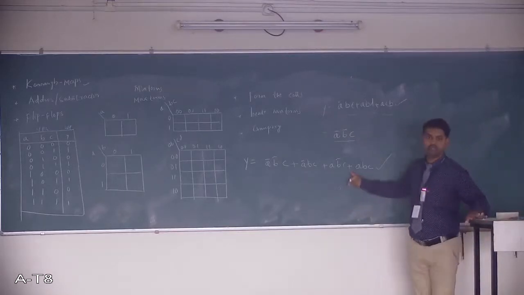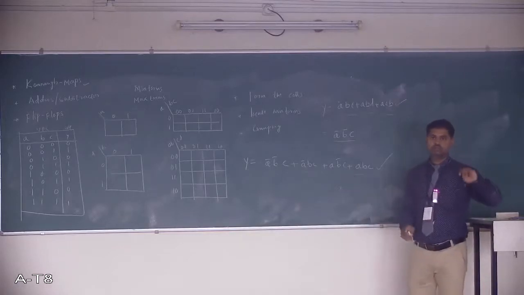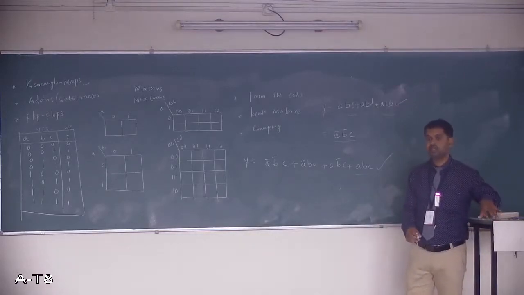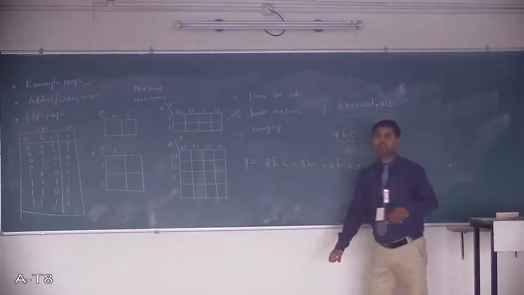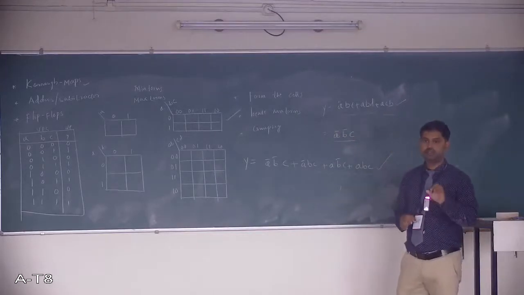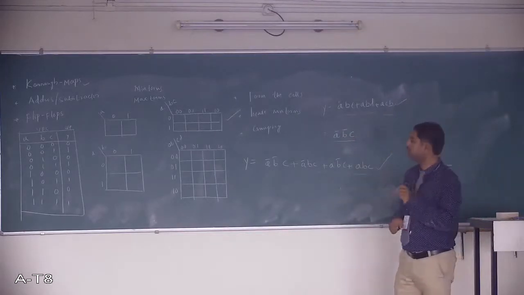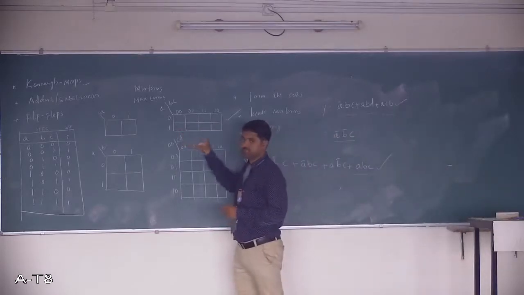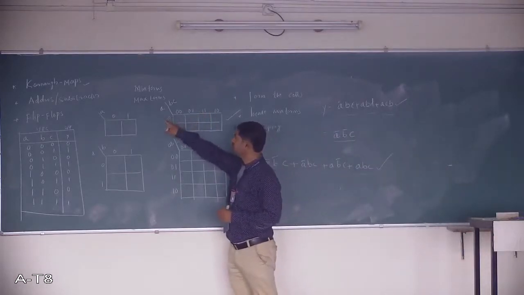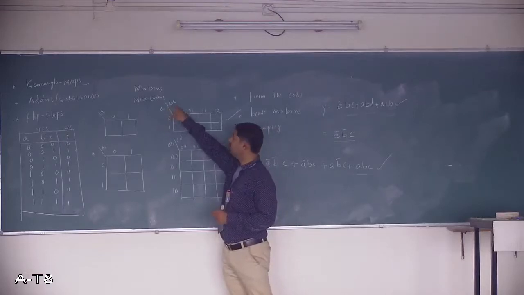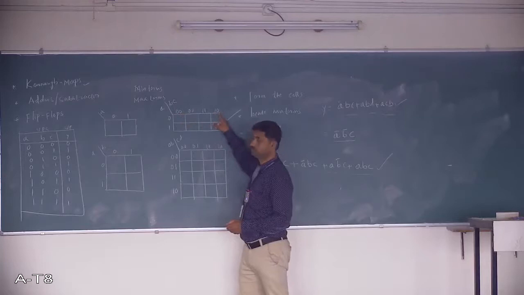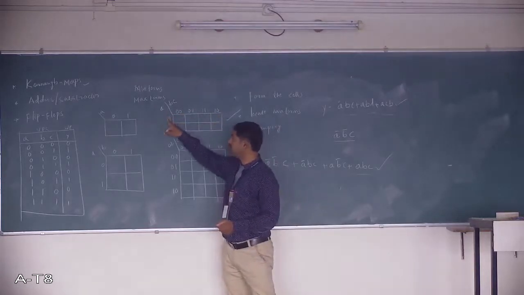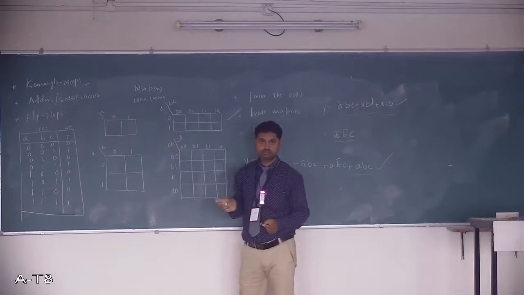How many inputs are there? 3 inputs. How many cells are required? 8 cells. So this is my template, 8 cells, and you have to represent those 8 cells like this. Variables B and C take the values 00, 01, 11, 10. I have written it like this. And similarly A takes either 0 or 1.